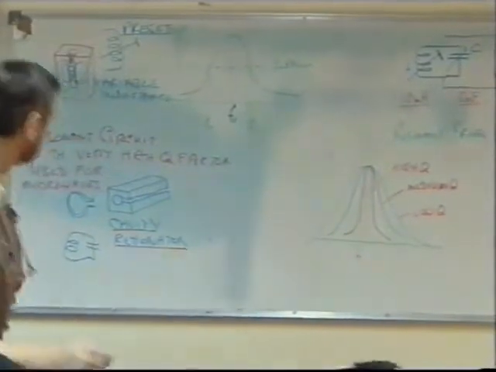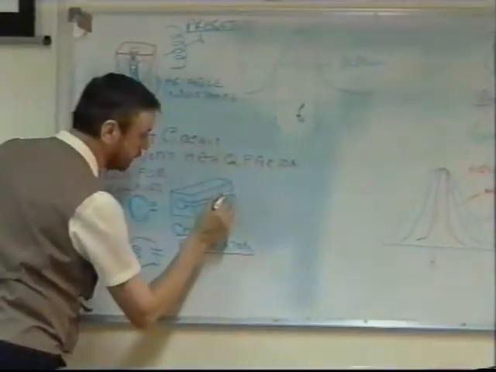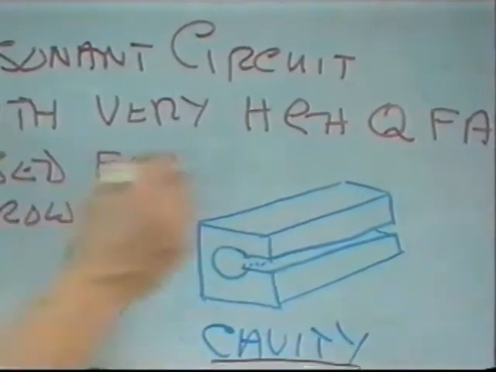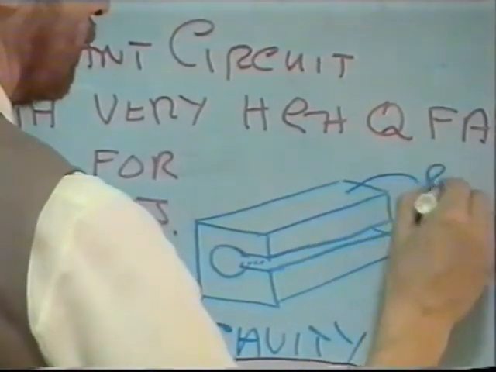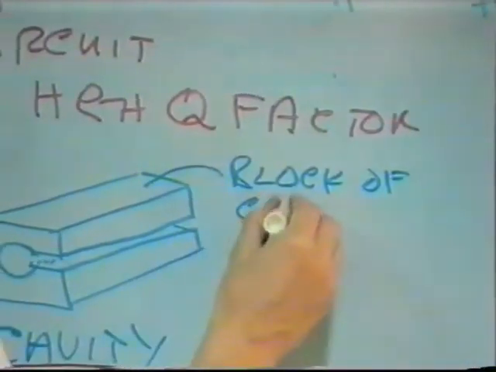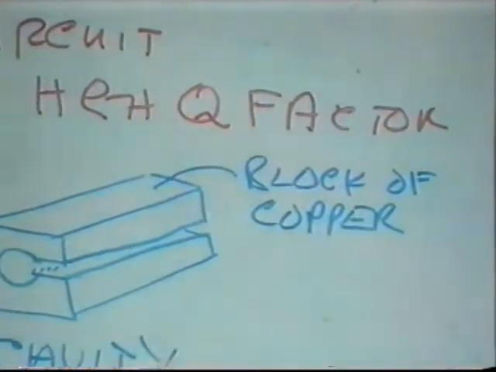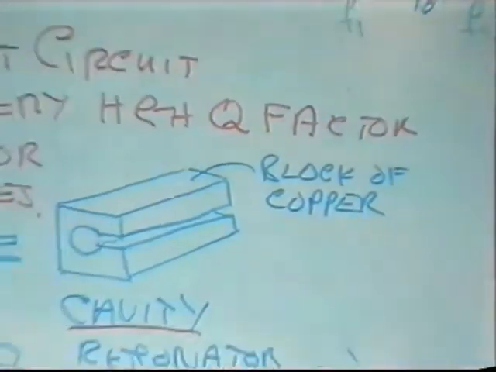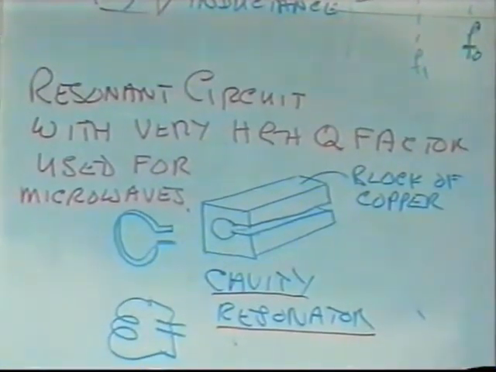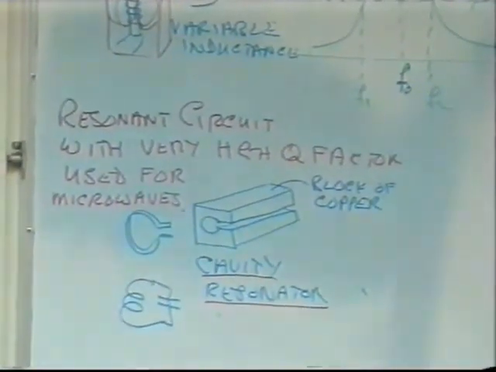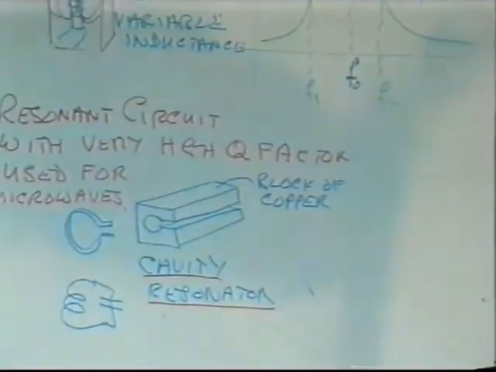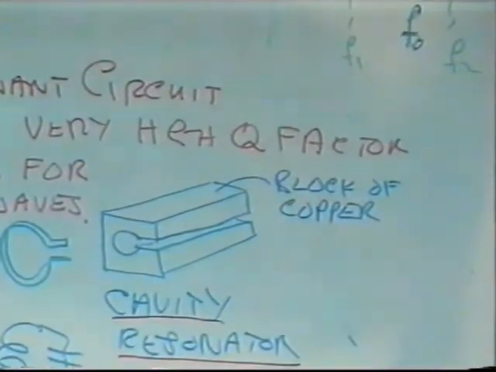Not very good at drawing this. I should give a better drawing, but you can understand if you follow what's going on there. You can think of this as a block of copper. That's usually how they're made. I haven't given this a name, just a cavity resonator at the moment.